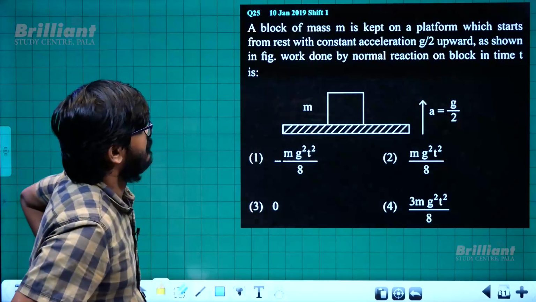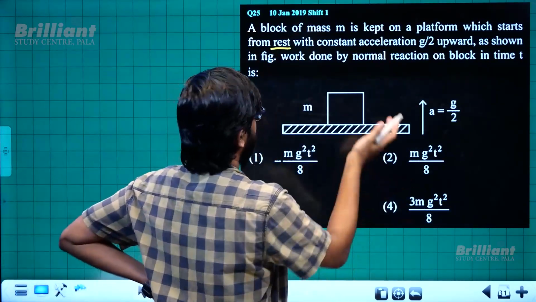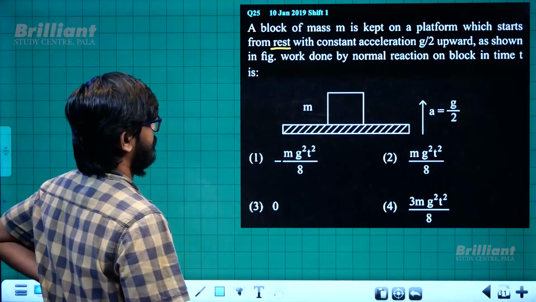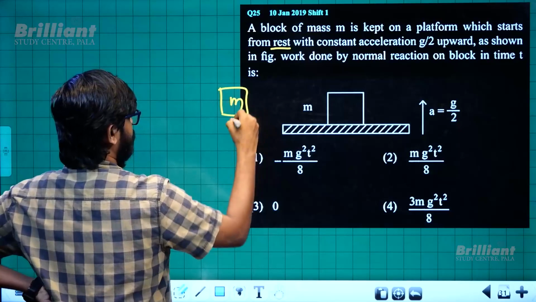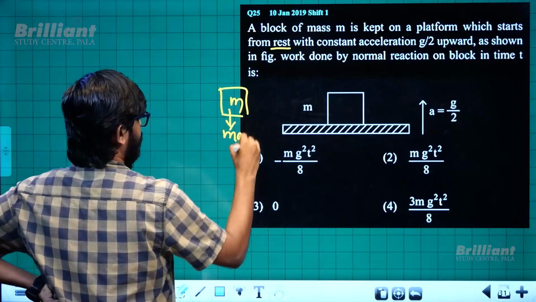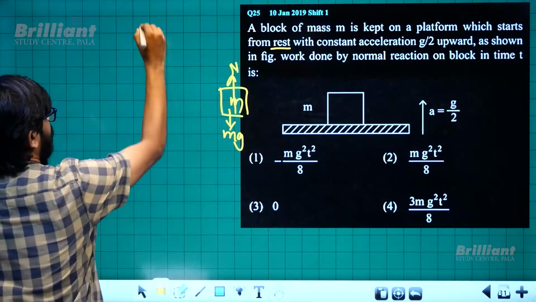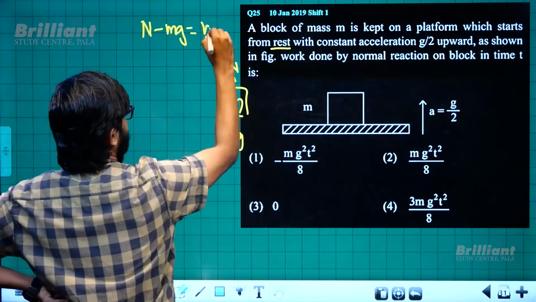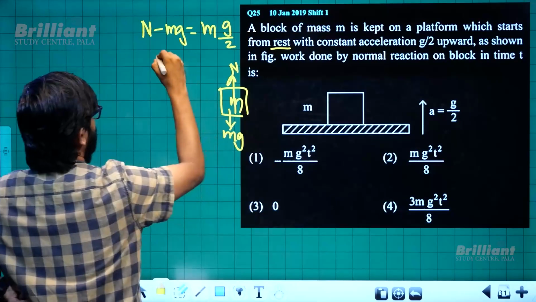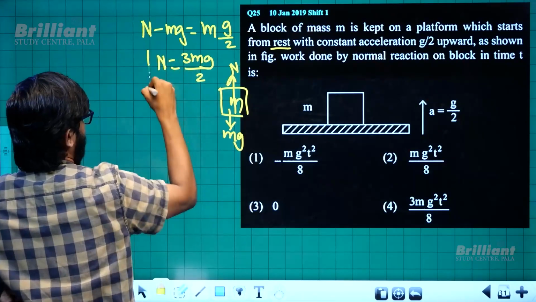A block of mass m is kept on a platform which starts from rest with a constant acceleration g by 2 upward as shown in the figure. Work done by normal reaction. If you look at the FBD, there will be its own weight mg and there will be normal. It is accelerating upward, so normal must be more. Now how to calculate normal? Normal minus mg equals mass times acceleration. Acceleration is g by 2. So from here you will be getting normal value as 3 mg by 2.